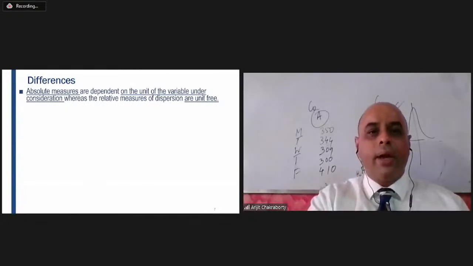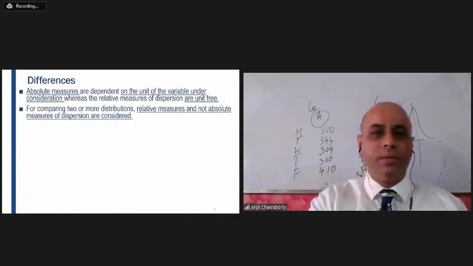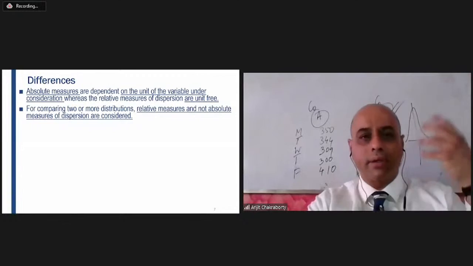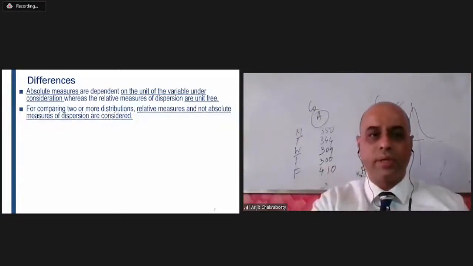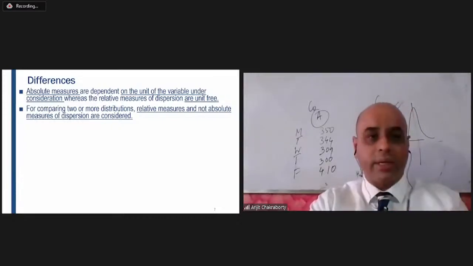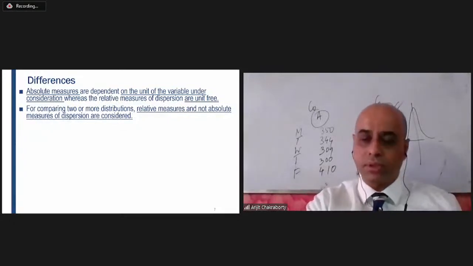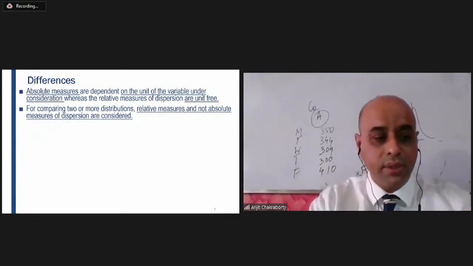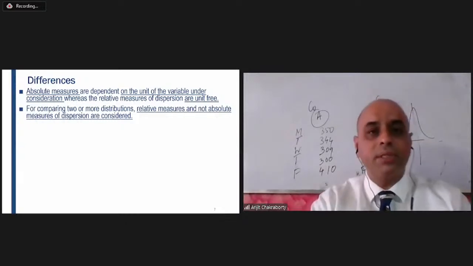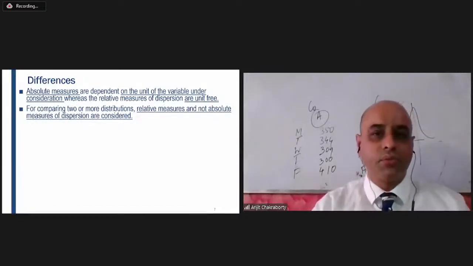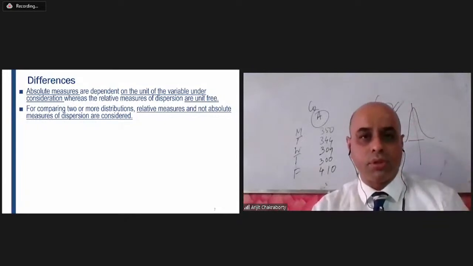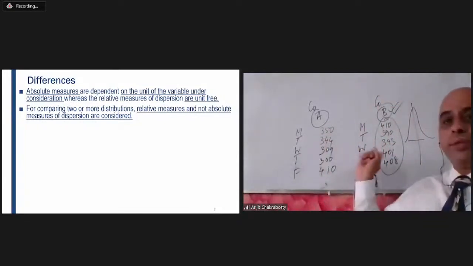Okay. Now, absolute measures basically depend on a direct calculation from the data. So we get the absolute measure. And the relative measure is used basically when we are comparing. For comparing two or more distributions, relative measures will be used. So sometimes it comes as a question: which technique will be used when we are comparing two distributions, like here two data sets.